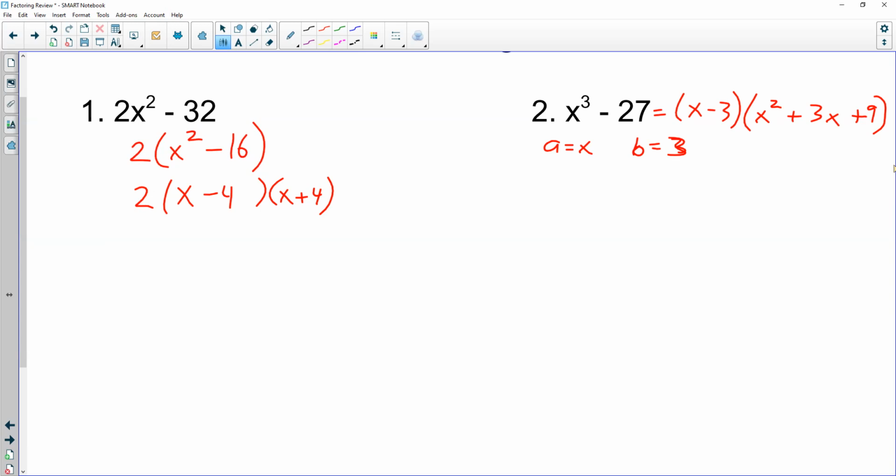If you're not sure that that works, if you go ahead and multiply those 2 factors back together, you will in fact get x cubed minus 27.